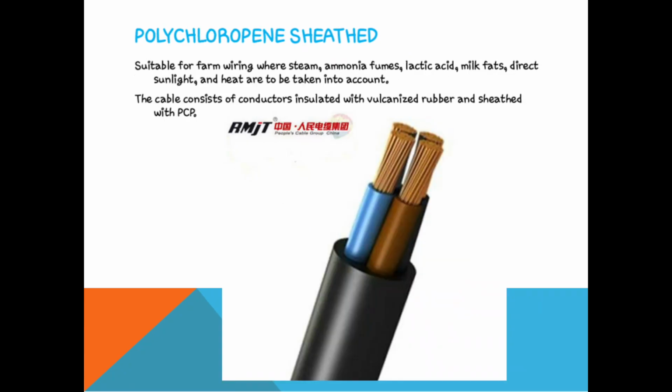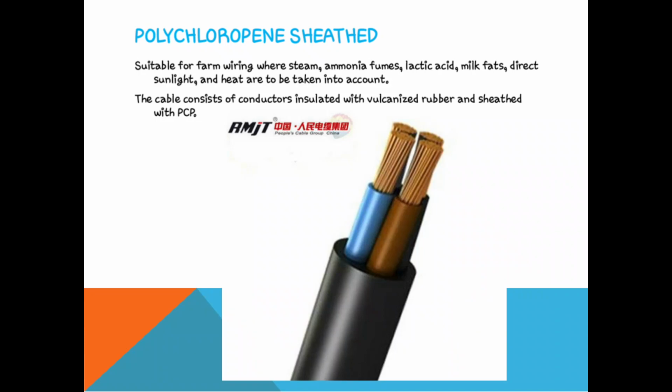Then we have the other type, which is the polychloroprene sheeted. It is suitable for farm wiring where steam, ammonium fumes, lactic acid, milk fats, direct sunlight and heat are to be taken into account. The cable consists of conductors insulated with vulcanized rubber and sheeted with PCP.